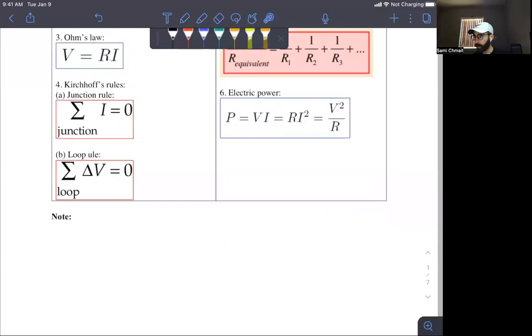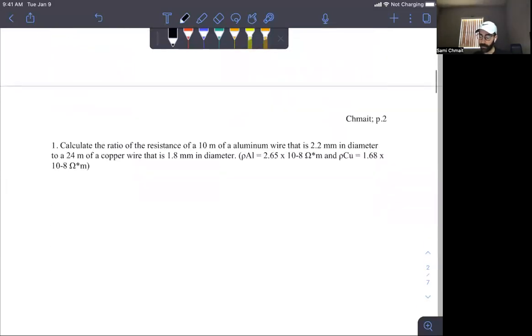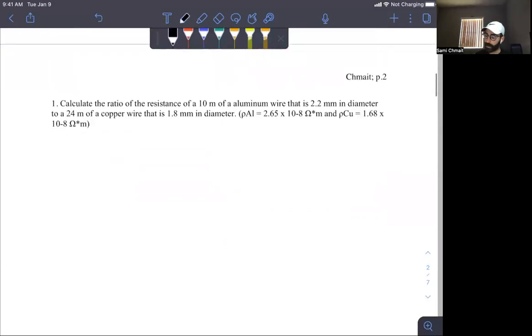So, I don't really have anything else to write about here, but I think we should just dive into these questions. So here we have the ratio of resistance of 10 meters of aluminum wire that is 2.2 millimeters in diameter. And then we want to see that ratio compared to a 24 meter copper wire that is 1.8 millimeters in diameter. We're given the resistivity values of each of them. So that means we can solve for the ratio of resistances by first dealing with aluminum.